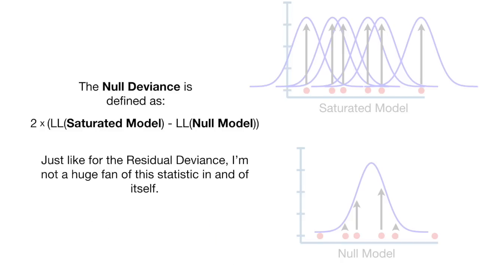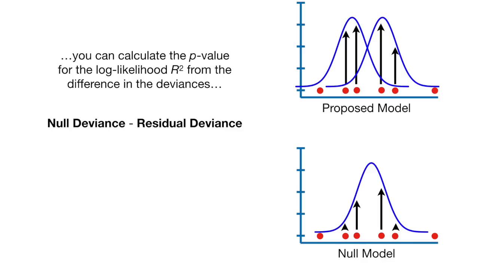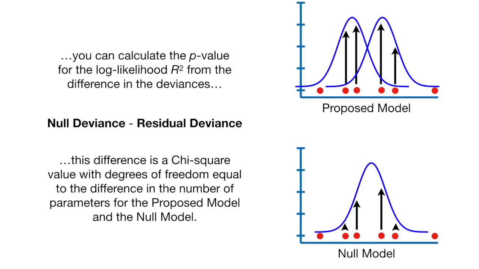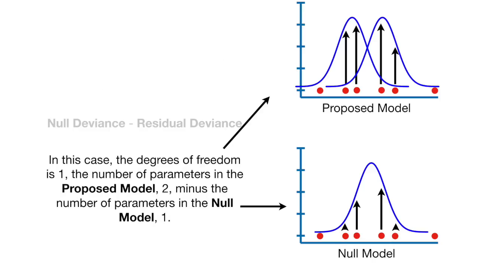Just like for the residual deviance, I'm not a huge fan of this statistic in and of itself. However, it's very common and you can calculate the p-value for the log likelihood r squared from the difference in the deviances. This difference is a chi-square value with degrees of freedom equal to the difference in the number of parameters for the proposed model and the null model. In this case, the degrees of freedom is 1, the number of parameters in the proposed model, 2, minus the number of parameters in the null model, 1.